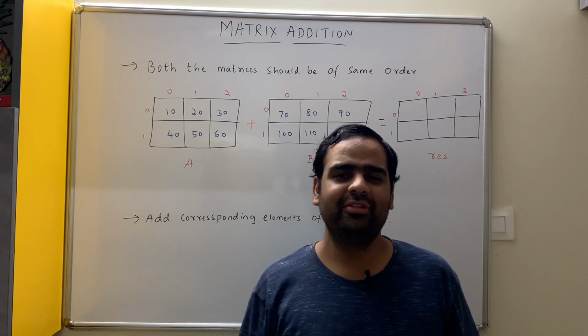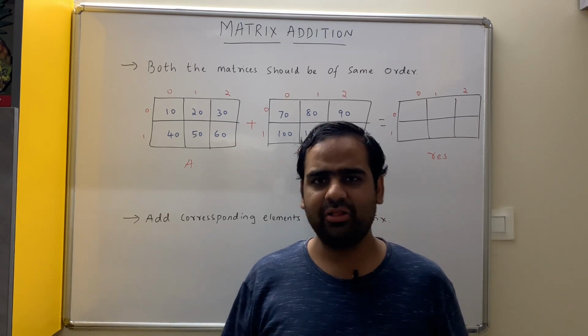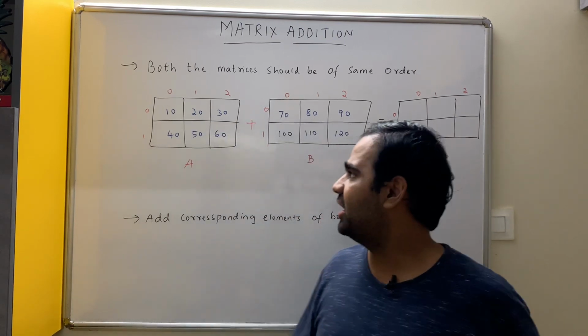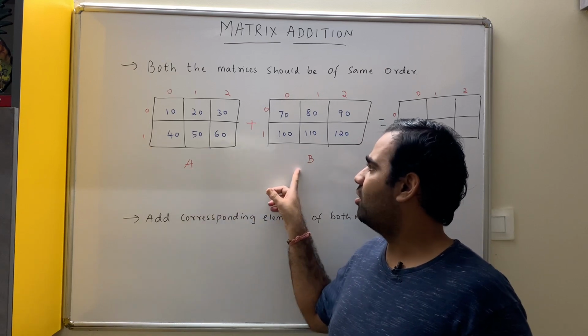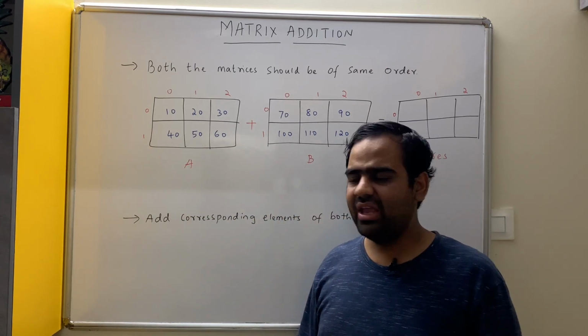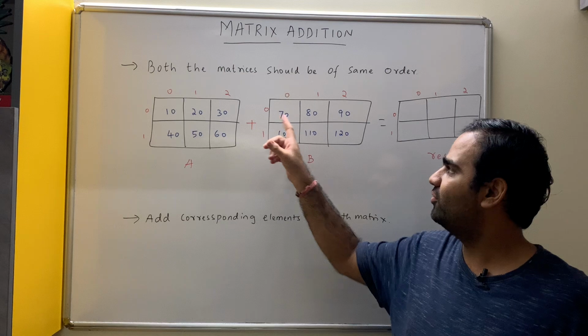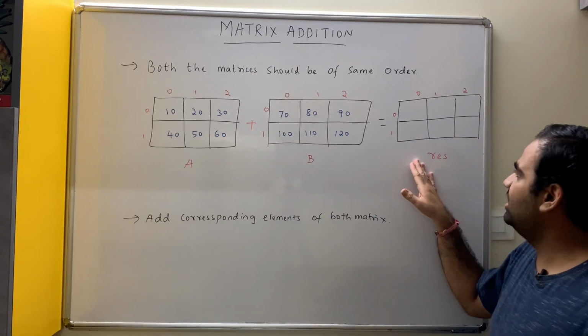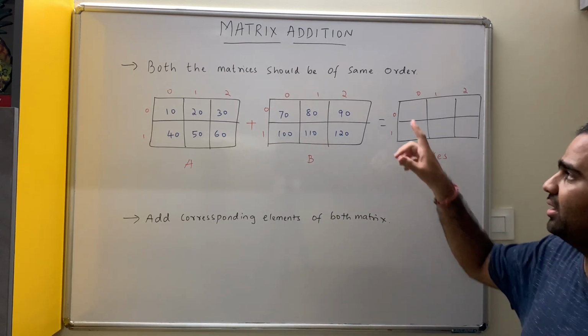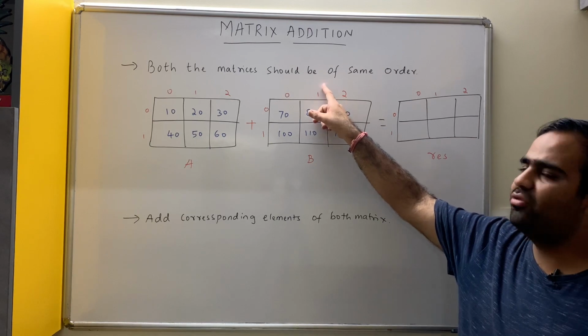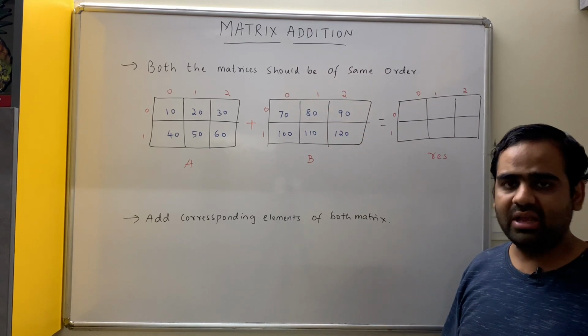In this video we will see how we perform matrix addition. Now we are given two matrices, let us call them A and B. We add the corresponding elements of both matrices and get the resultant matrix, and one thing is both the matrices should be of the same order, then only we can add them.